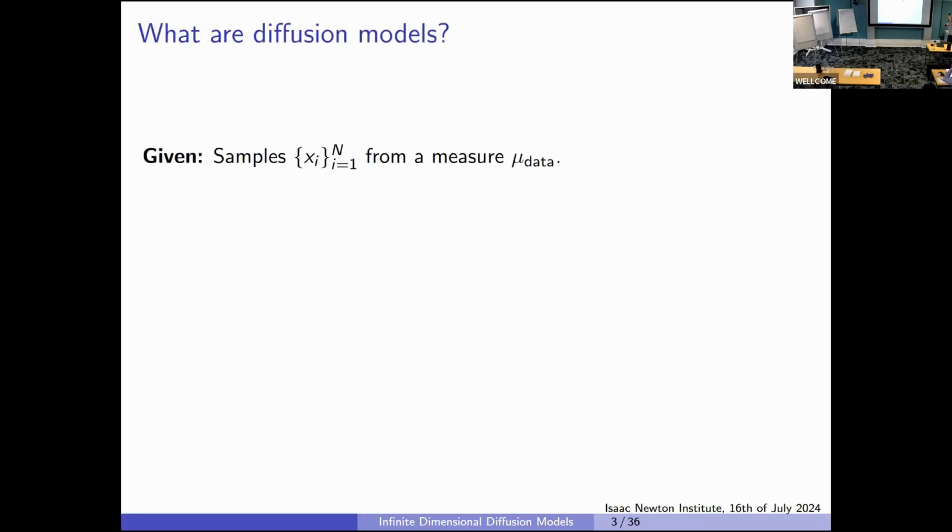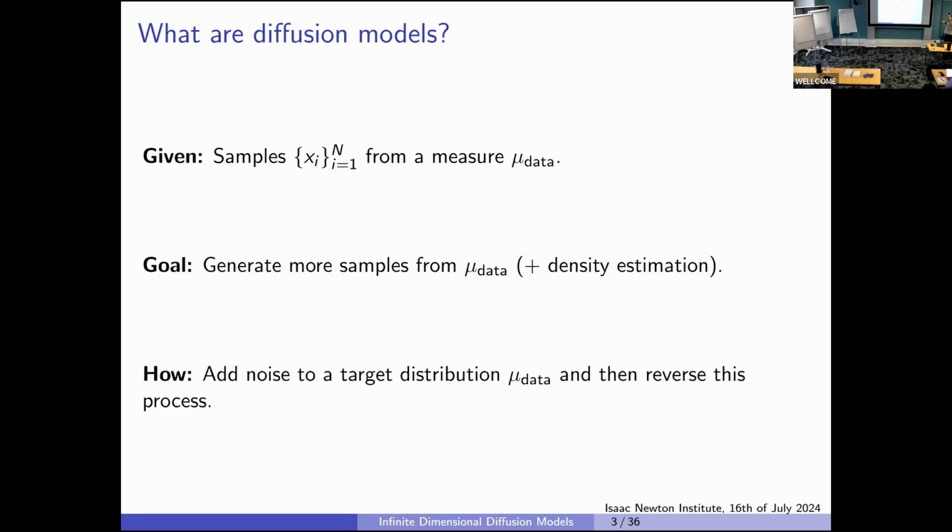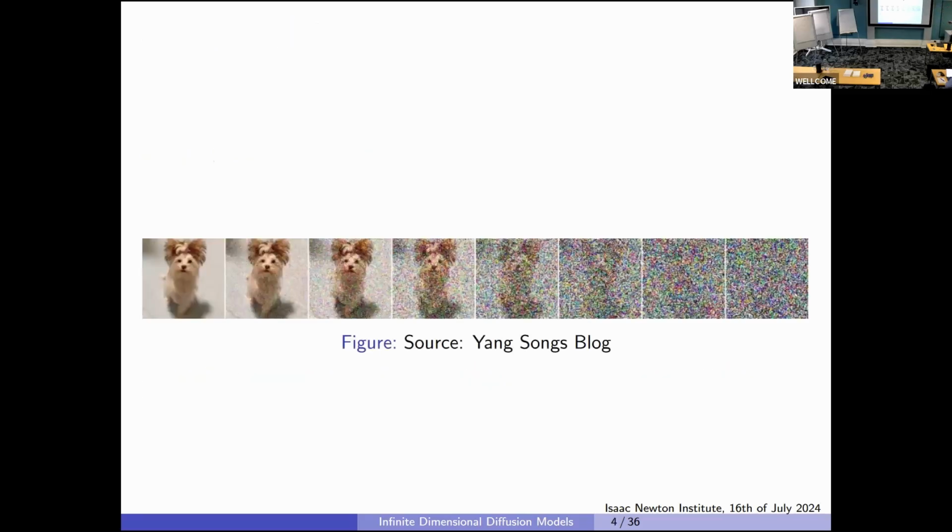So first, the general introduction for diffusion models, as always. What is generative modeling in general? We have some samples from a measure, and our main goal is that we want to generate more samples from the same measure, and also do density estimation, although that's normally not so important in machine learning. And how we do this is by adding noise to the distribution and then reversing this process. And then there's always this image where we want as a goal to learn something where we can start with a noisy sample, which is easy to generate, and then go to some clean sample from our measure, in this case, a picture of a dog.